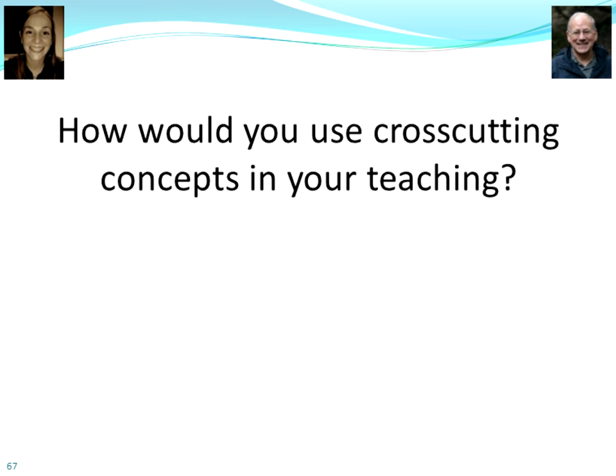So here's a question: how would you use cross-cutting concepts in your teaching? And so we want you to write a little something. And Christina, can you explain how people can do that? Yeah, and so for this one, instead of writing on the whiteboard directly, you're going to go ahead and put your comments in the chat box. So if you want to go ahead and start typing there, and if you want to detach the chat box so you can see all the comments as they come in, go ahead and do that.